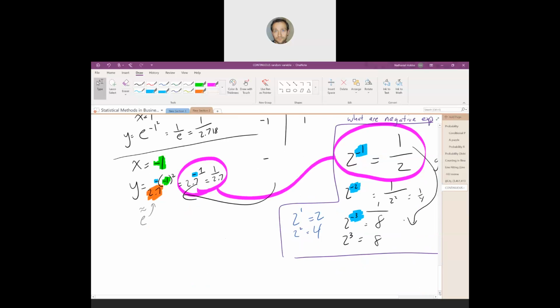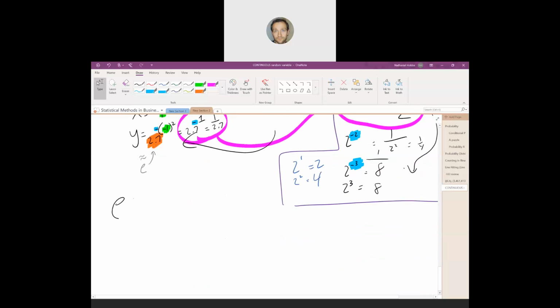I'll ask 2 more questions, actually. Let's blow this up. So we're talking about e to the minus x squared. Let's do x equals 100. What is y? Y would be e to the minus 100 squared, or 1 over e to the 10,000. Yes.